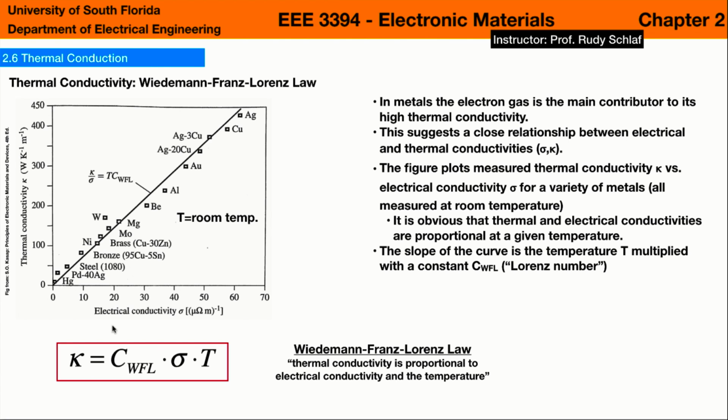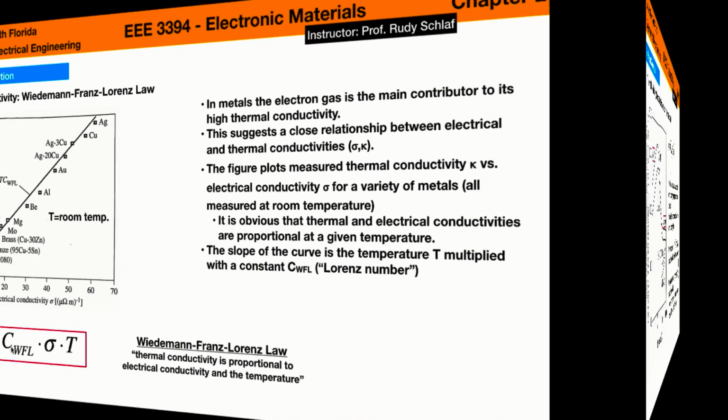And this is the Wiedemann-Franz-Lorentz law. It states that the thermal conductivity is a constant times the electrical conductivity times the temperature. So it's important to realize that the temperature is also in here. So the slope of this curve will be different for different temperatures. This means that the temperature dependence of the thermal conductivity is different from the temperature dependence of the electrical conductivity. I should have pointed out that the constant in the Wiedemann-Franz-Lorentz law is called the Lorentz number.